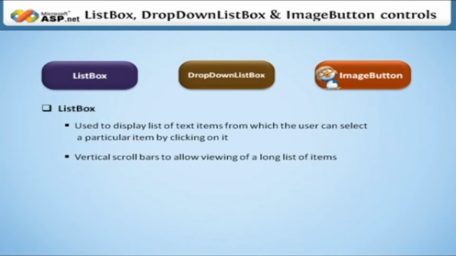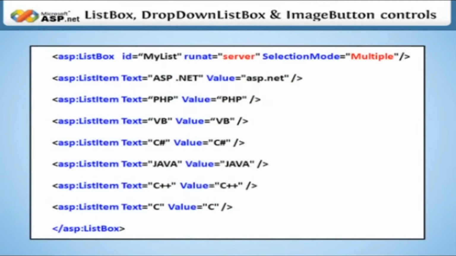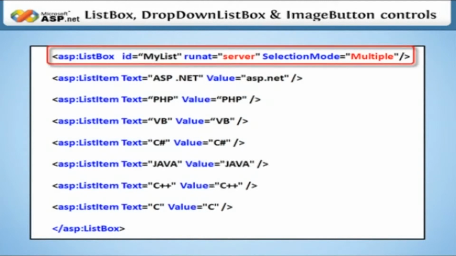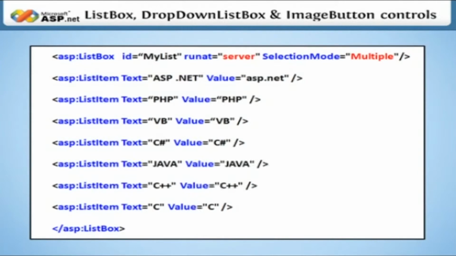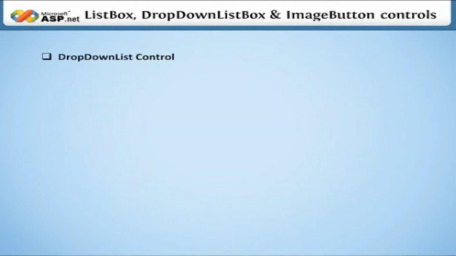We can create a listbox control by adding this code in HTML mode of web form. Here, ASP listbox is used to create listbox control, and ASP list items is used to add a list of values to the listbox control. The selection mode attribute is used to allow the user to select a single or multiple items.